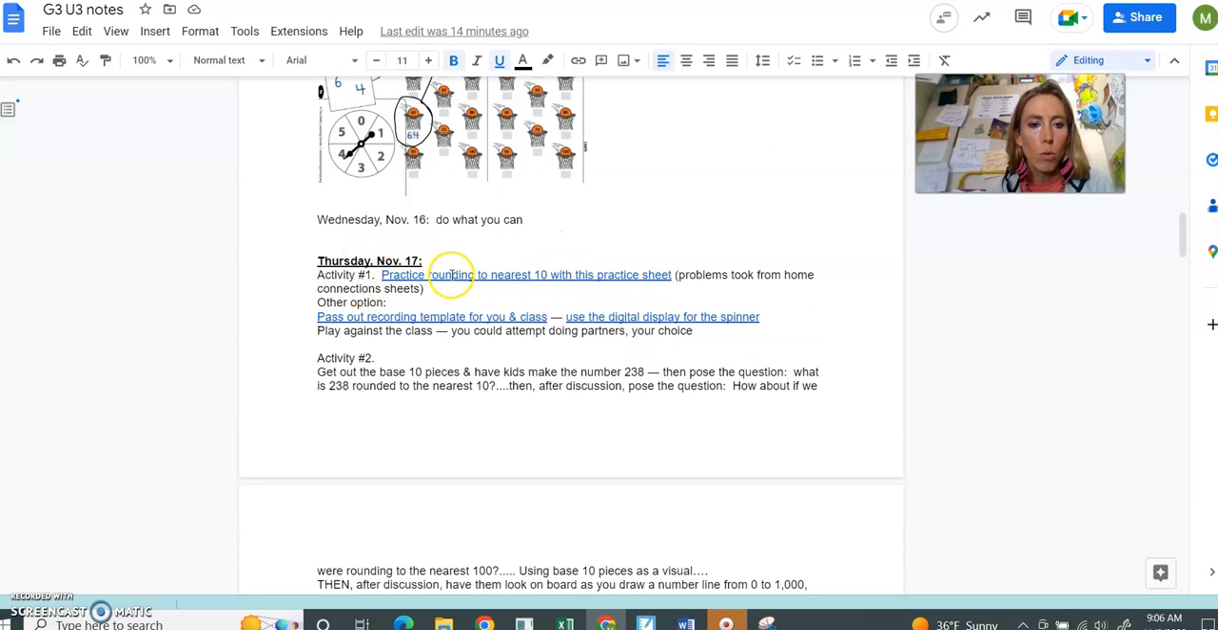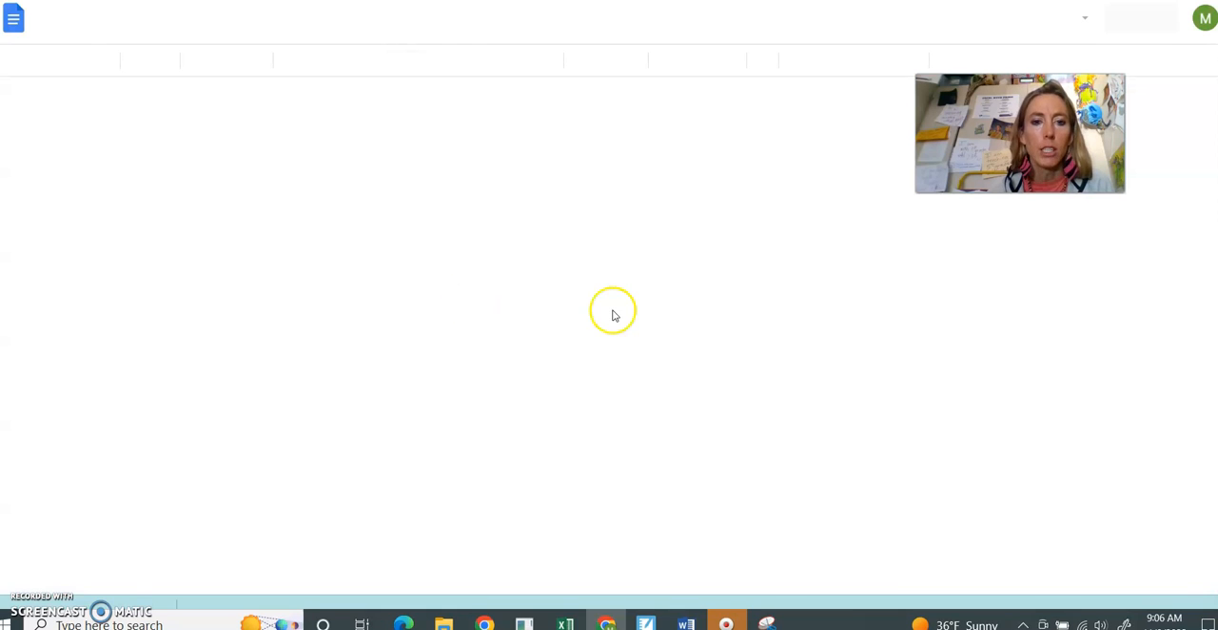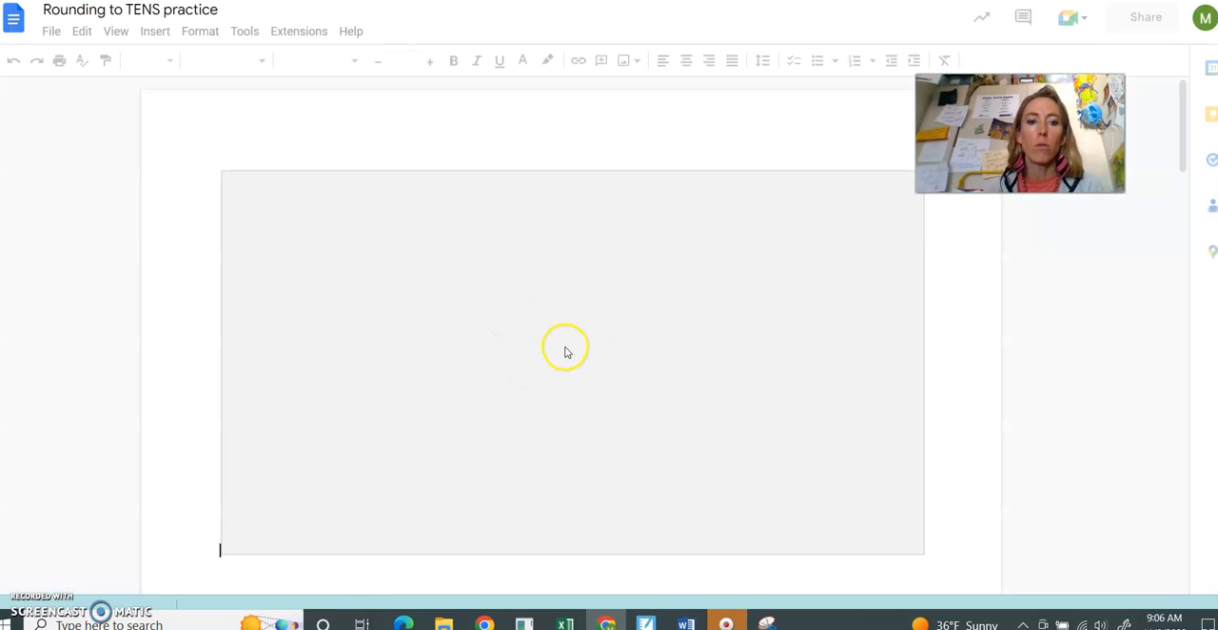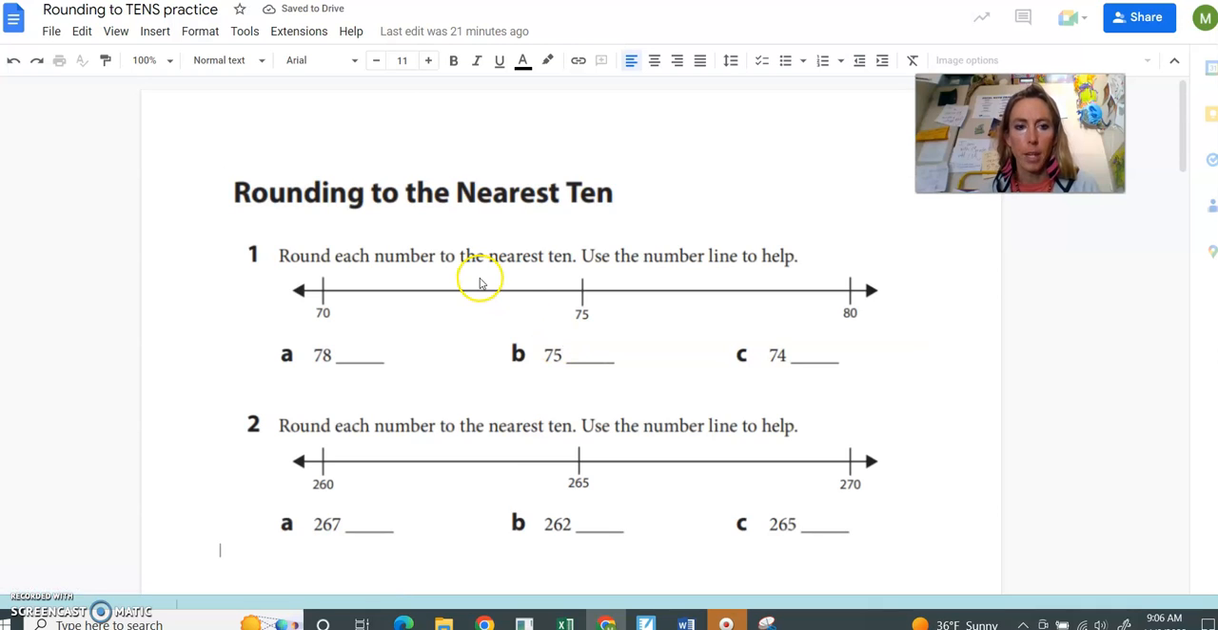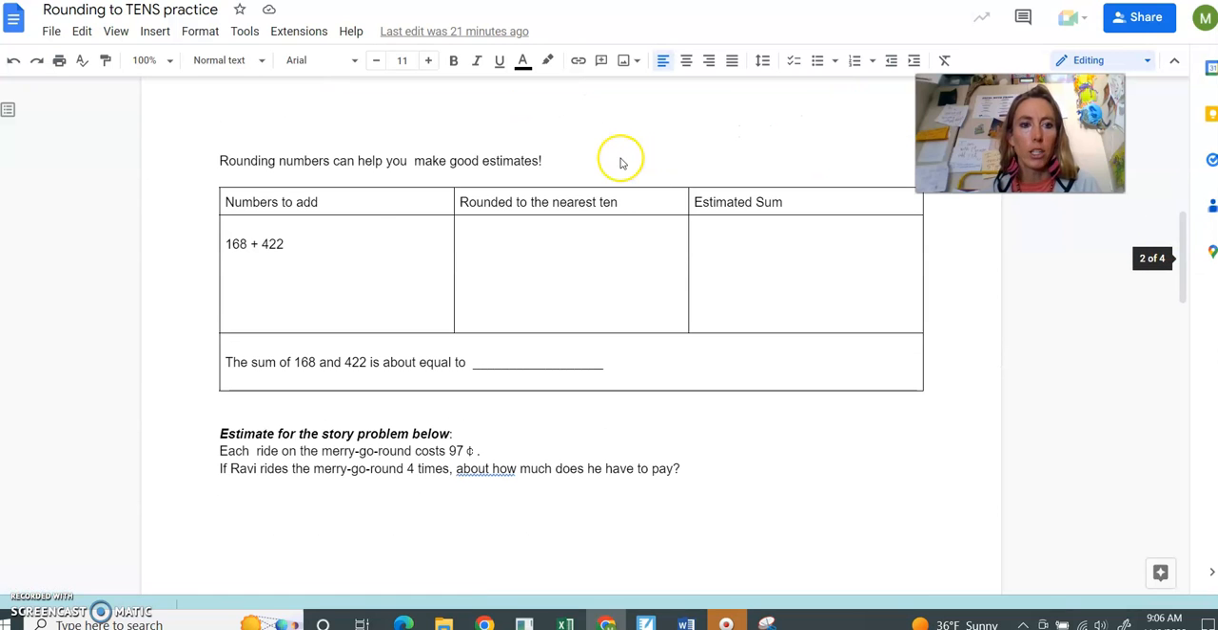Thursday, activity 1. Practice rounding again. Here I took some problems from a home connection sheet and just lessened the load. So I have just the visual of the number line with a few problems of rounding for number 1 and 2. And then if you flip over on the back, we're going to actually use our rounding skills to help us get a good estimate of the answer, the sum. So here's one problem to try out and round each one to the nearest 10, get our estimated sum and say that that answer is going to be about, right? And then there's a story problem to use our estimation skills with, okay?